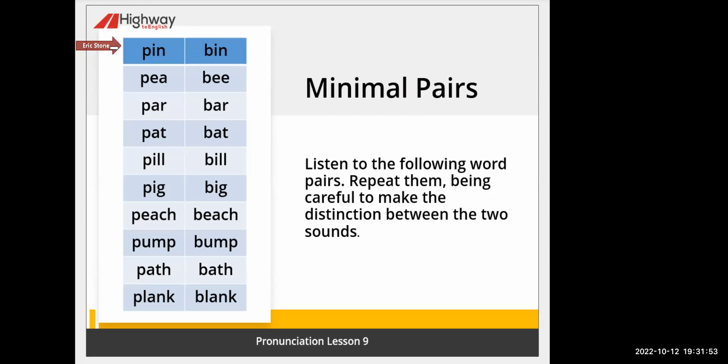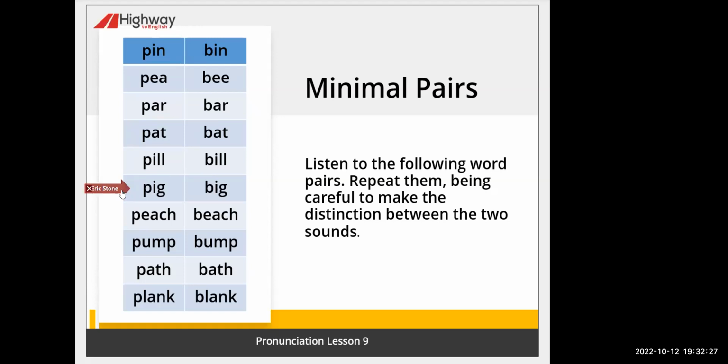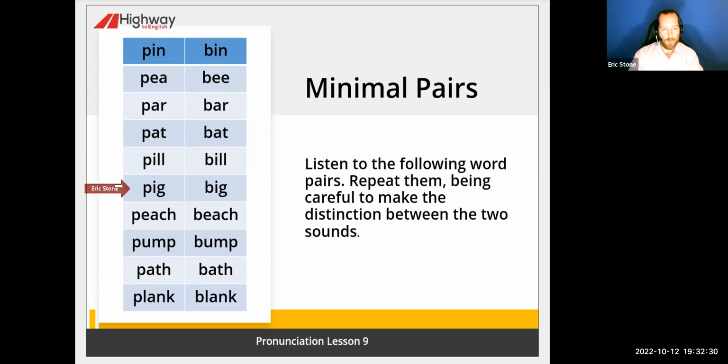Okay. Pen, ben. P, B. Par, bar. Bat, bat. Pill, bill. Big, big. Peach, beach. Bump, bump. Path, bath. Plank, blank. Good. Try these again. Big, big. There you go. That's better. Good. All right, cool. Good work. Any questions about the words?